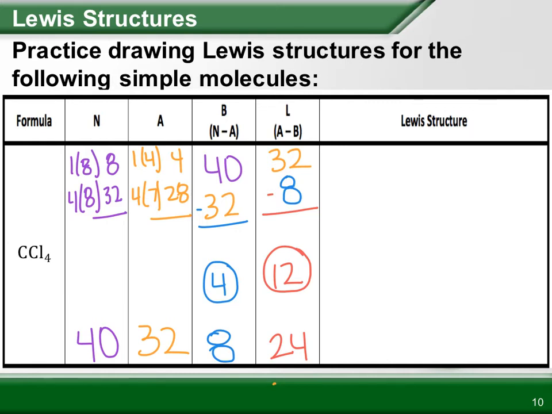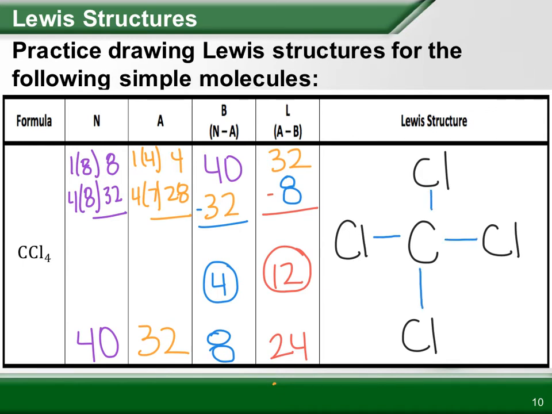So I am ready to draw my structure. Remember we said anytime carbon is present, that C stands for center. So carbon will be in the center. And then I have 4 chlorines: left, right, bottom, top. So here's my skeletal structure. The next step says that I need to connect each atom to center by drawing a bond. 1, 2, 3, 4. There are 4, so that is confirmed.